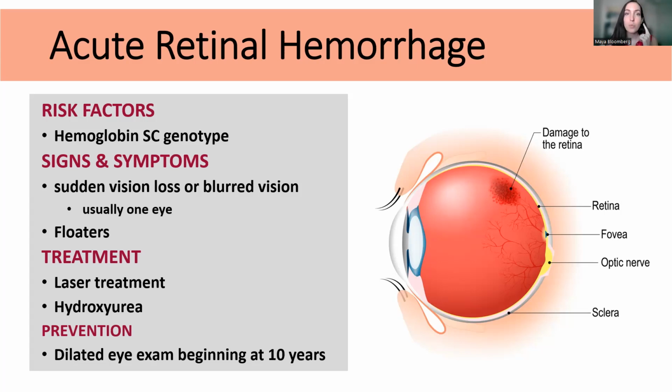It's usually going to be one eye. If you're getting blurred vision in both eyes, this is likely a refractory issue and you might need glasses, nearsighted, farsighted. But if it's one eye specifically that's affected, you might be seeing floaters.